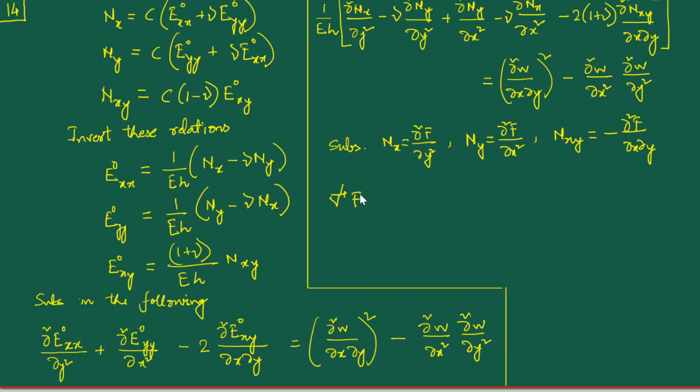Okay, so again, I'm not doing this just mentally in one step, but I have already done this thing, so I know what the expression is. So ultimately it simplifies to this: the biharmonic of f is equal to EH. So that EH goes to the right hand side, and whatever is present here.